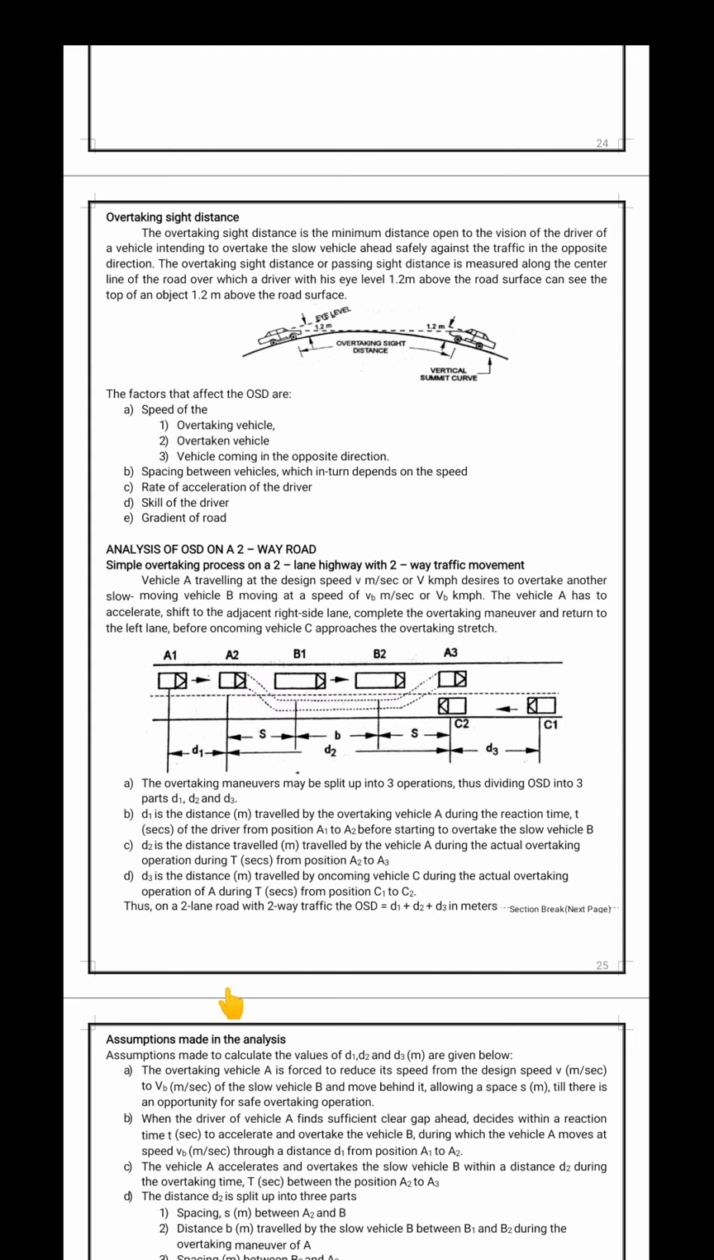So once again I will explain. The overtaking maneuver we are going to split into three: d1 plus d2 plus d3. d1 is the distance traveled by the overtaking vehicle A in time t seconds, that is from A1 to A2, before starting to overtake.